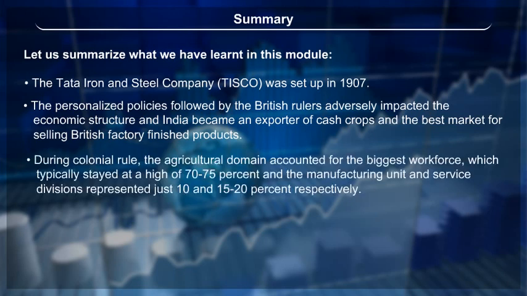During colonial rule, the agricultural domain accounted for the biggest workforce, which typically stayed at a high of 70 to 75%, and the manufacturing and service divisions represented just 10 and 15 to 20% respectively.